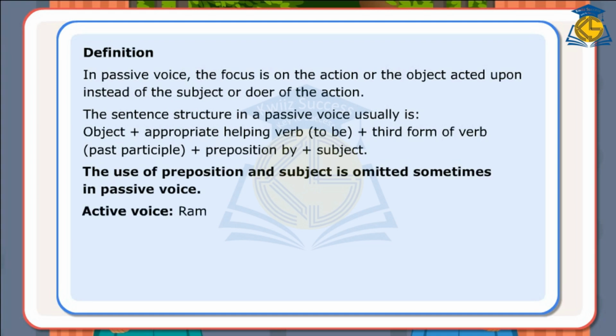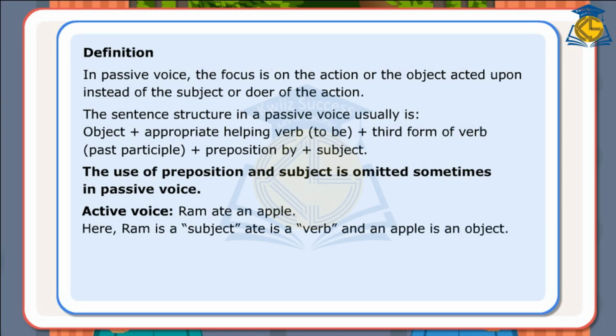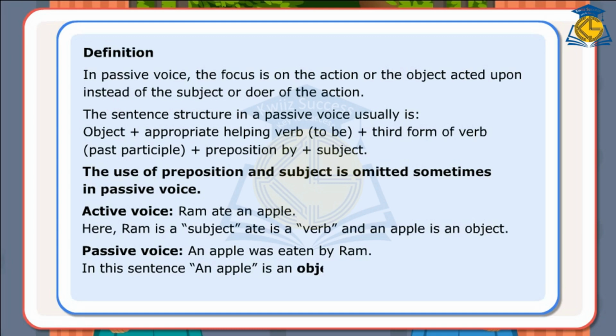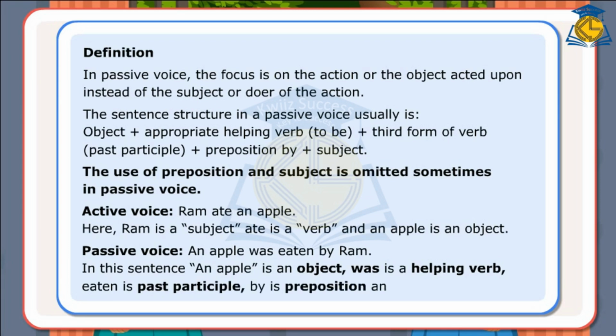Active voice: Ram ate an apple. Here, Ram is a subject, ate is a verb, and an apple is an object. Passive voice: An apple was eaten by Ram. In this sentence, an apple is an object, was is a helping verb, eaten is past participle, by is preposition, and Ram is a subject.